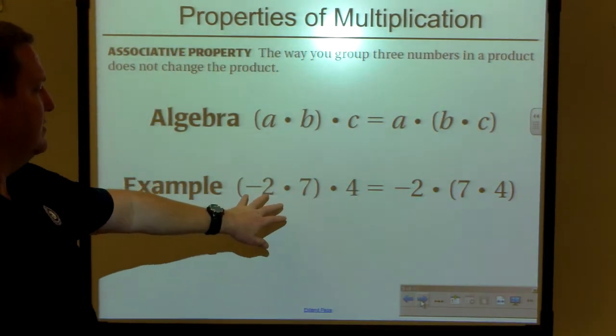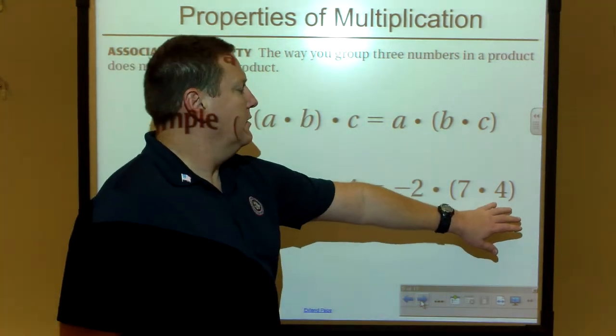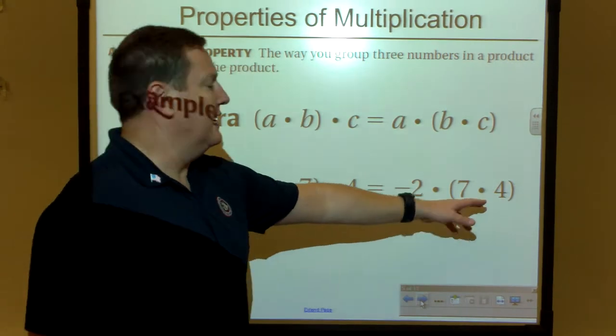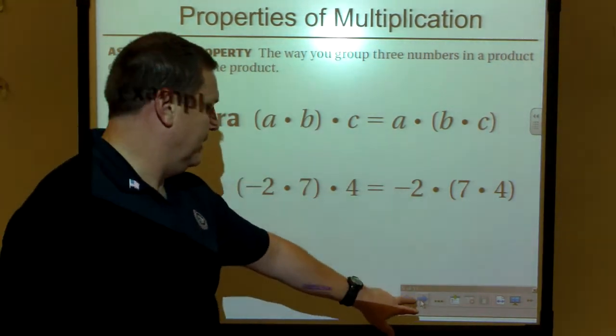So over here, same answer. We'll get negative 14 and then times 4. Or over here, I can get 28 and then times negative 2, and I'll still get the same answer on both sides. The associative property.